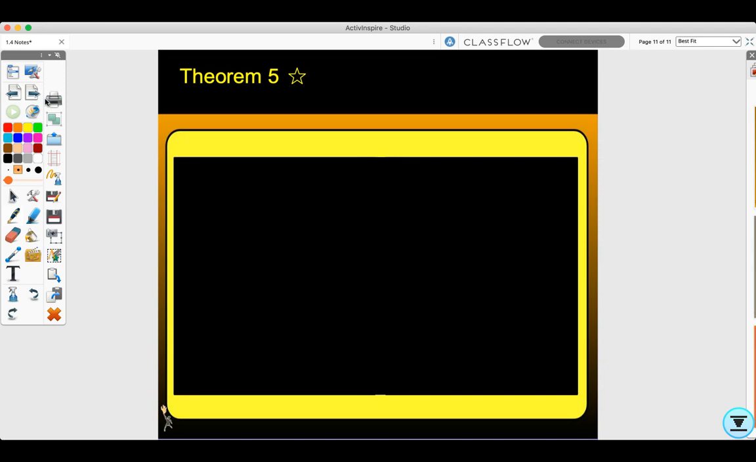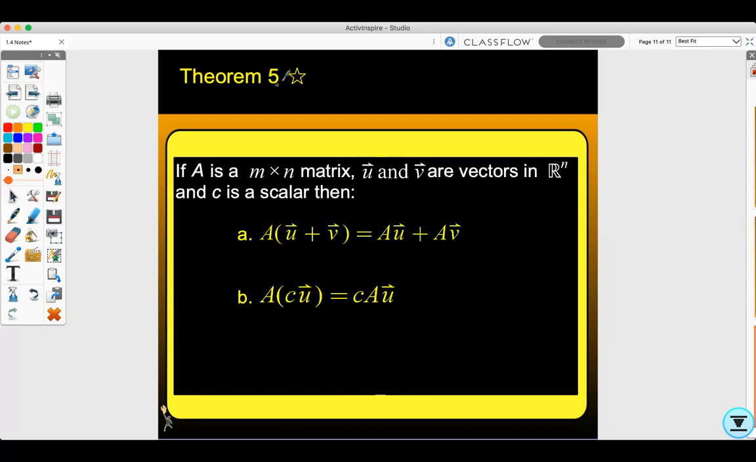And then our last theorem: if A is an m by n matrix, vectors u and v are vectors in R^n, and c is a scalar, then A times the vector u plus v is just A times u plus A times v, and A times the scalar c times u is c times A times u.